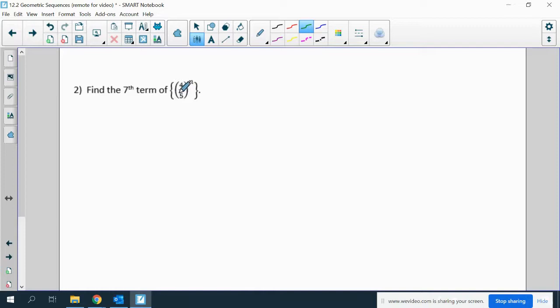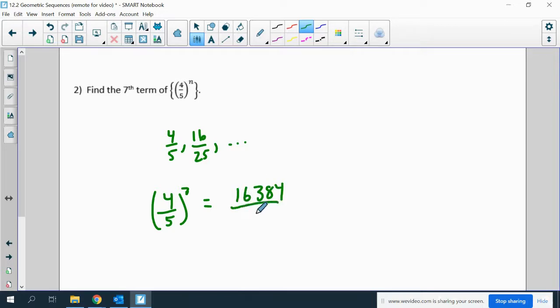Number 2, find the 7th term of the sequence (4/5) to the n. Well, the first term would be n equals 1, that's 4/5. The second term would be n equals 2, that's 16 over 25. Seems like recursively, I would have to do a lot of work in order to get there. So all I would have to do is plug in 7, and that would get me the seventh term of this geometric sequence. So that'd be 16,384 out of 78,125.